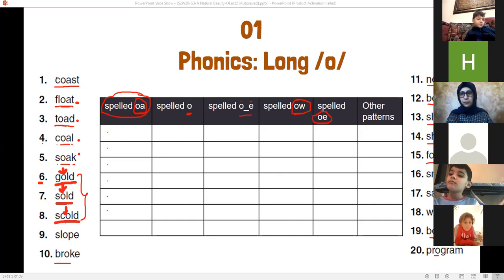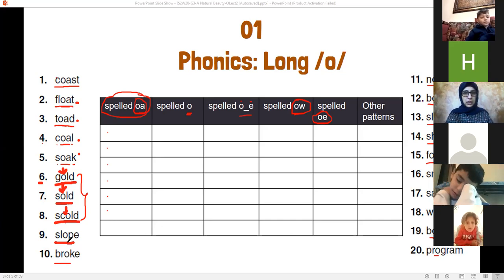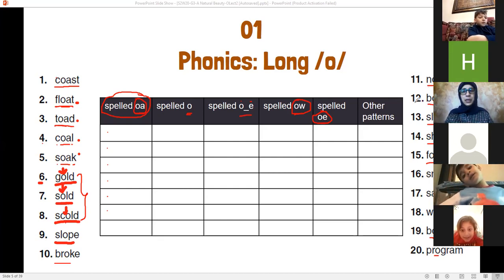Hassan Barood. Yalla, Hassan, read number nine, please. Slope. Bravo. Hassan, what are the letters that are making the long O sound in slope? O and P? O-E. O and the final E. Yes, bravo. What about number 10? Broke. What are the letters that are making the long O sound? O-E. Brilliant. Continue. Number 11 and 12. Note, bone. Excellent. Thank you, Hassan Barood.